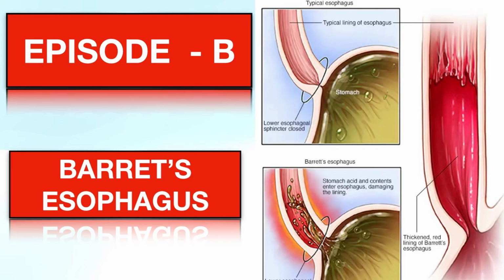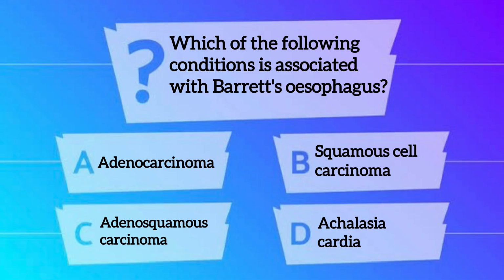So let's begin our discussion with solving some MCQs, and our first MCQ is: which of the following conditions is associated with Barrett's esophagus? First option is adenocarcinoma. Second option is squamous cell carcinoma. Third option is adenosquamous carcinoma. And fourth option is achalasia cardia. So what option do you think is the right one? Yes, adenocarcinoma is the right option.